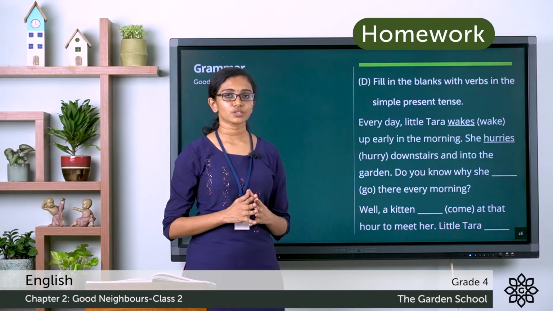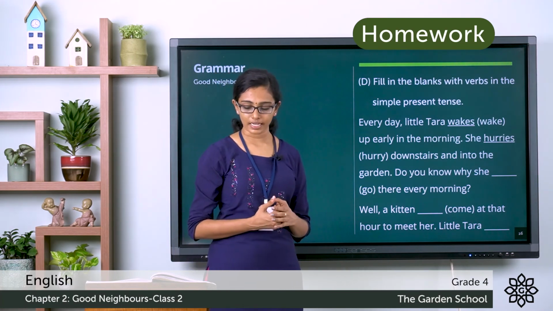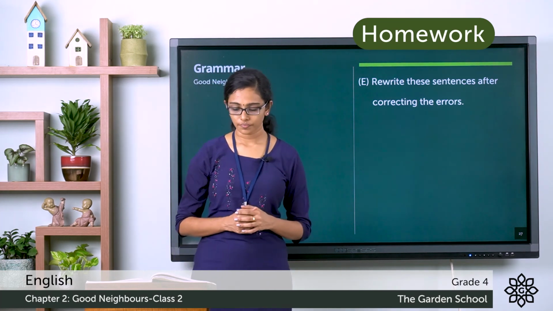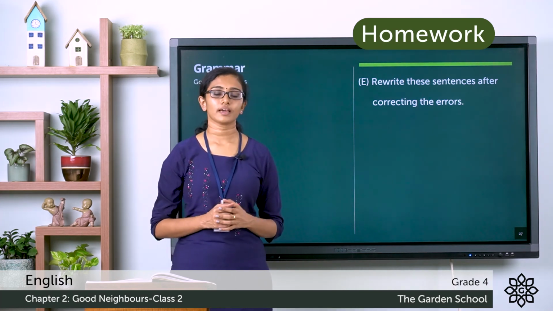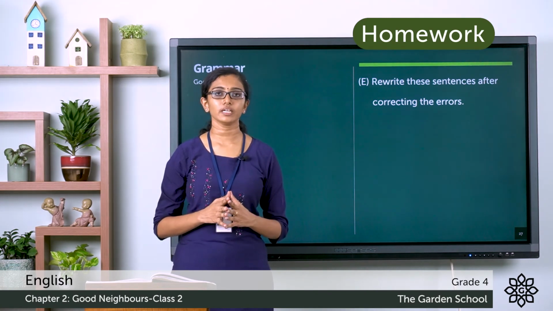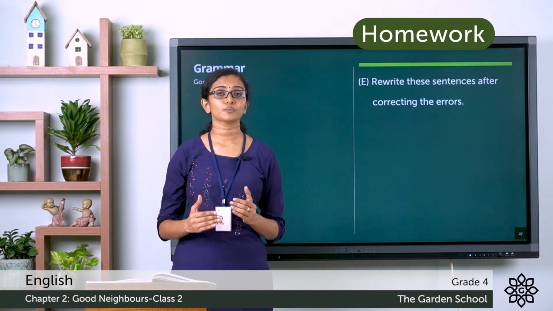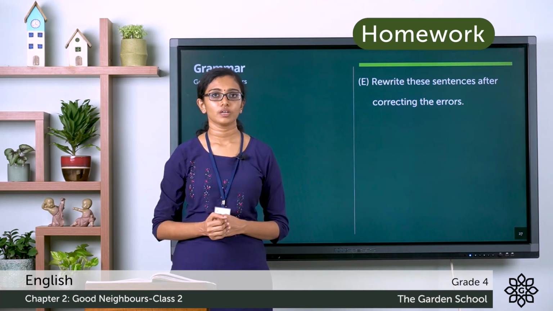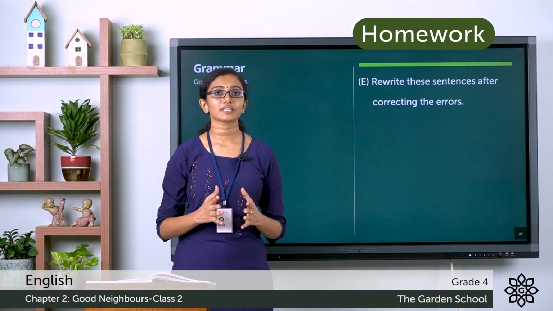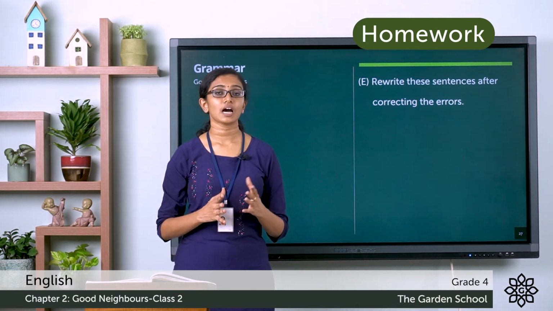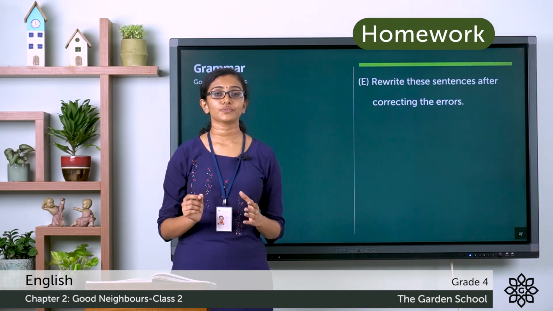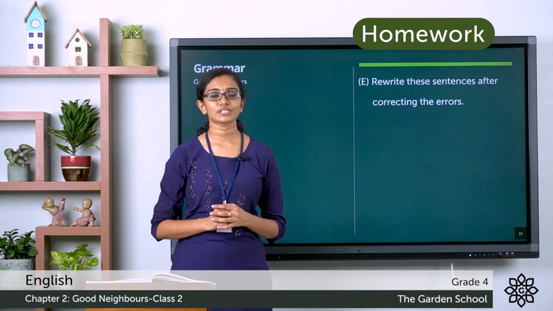Now, if that is clear to you, let's discuss the next exercise. This is to rewrite the sentences after correcting the errors. So there are 8 sentences given in the exercise. You have to read each sentence carefully, and these sentences are supposed to be in the simple present tense form. Some sentences are given incorrectly. You have to check whether the verbs given in the sentences are in the correct simple present tense form. If not, you have to correct that word and rewrite the sentence in your notebook.